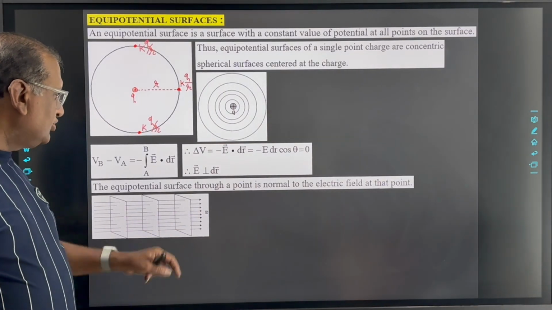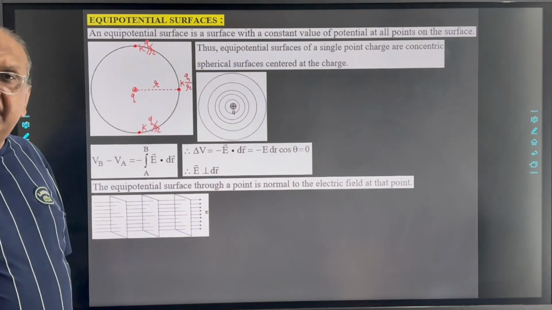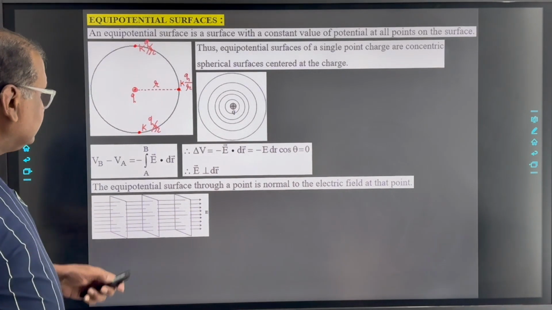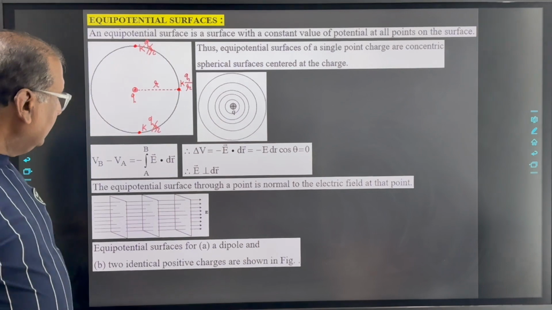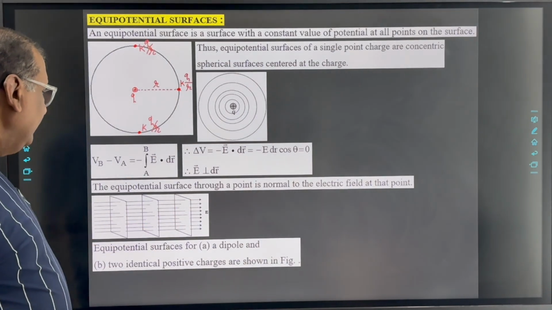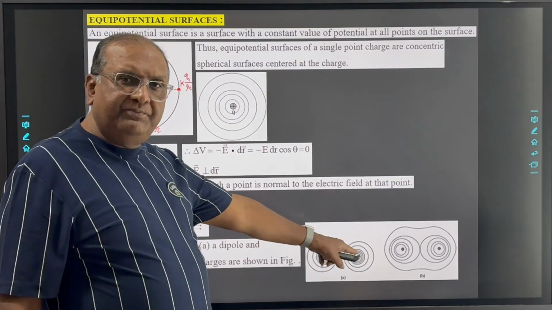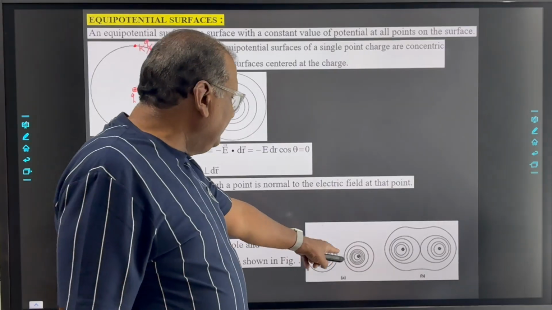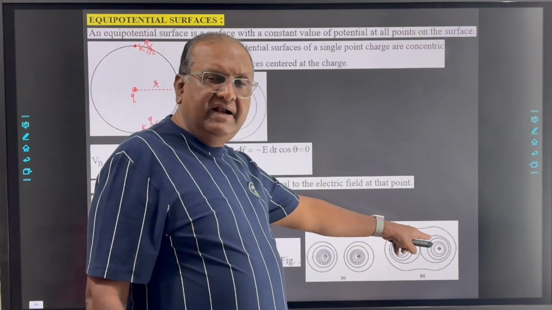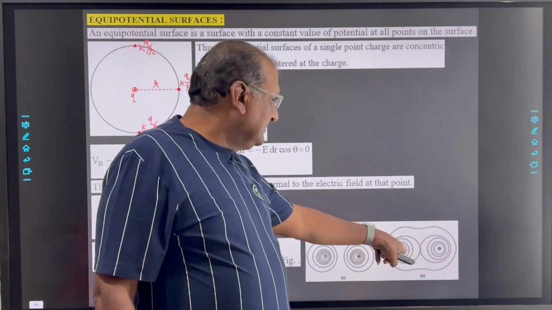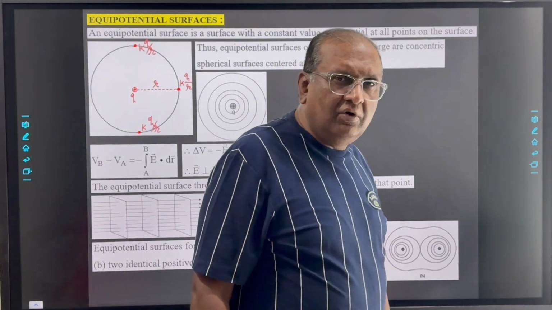Now if we think about the uniform electric field as shown in the figure, suppose you take the electric field in the x direction, then its equipotential surfaces will be parallel to the yz plane. Clear? So perpendicular to the field. Clear to all of you? Now for a dipole, the equipotential surfaces will be as shown in this figure, and for two identical charges, the equipotential surface will be as shown in this particular figure. Clear to all of you?